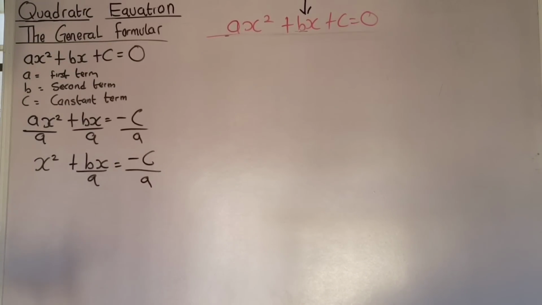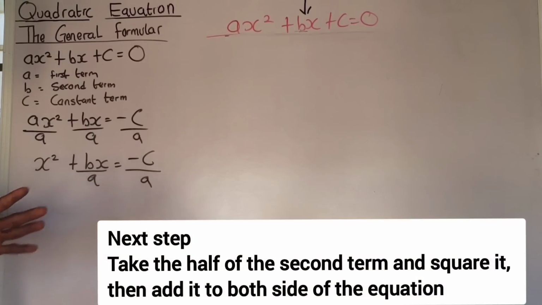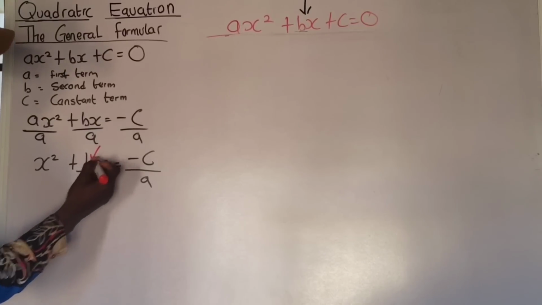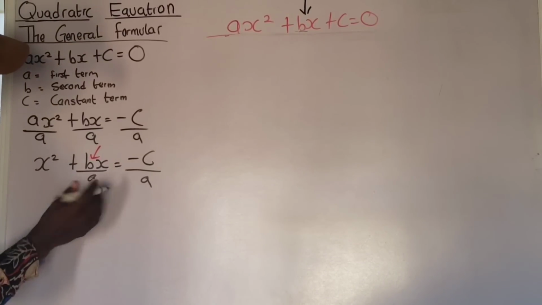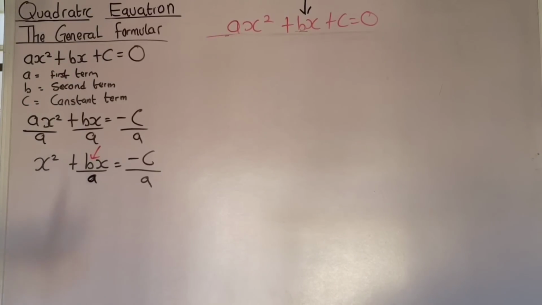Now, please kindly pay attention. The next step is that we have to take the half of the second term, square that half, and add it to both sides of the equation. The second term in this quadratic equation is what? Plus b over a is the second term.